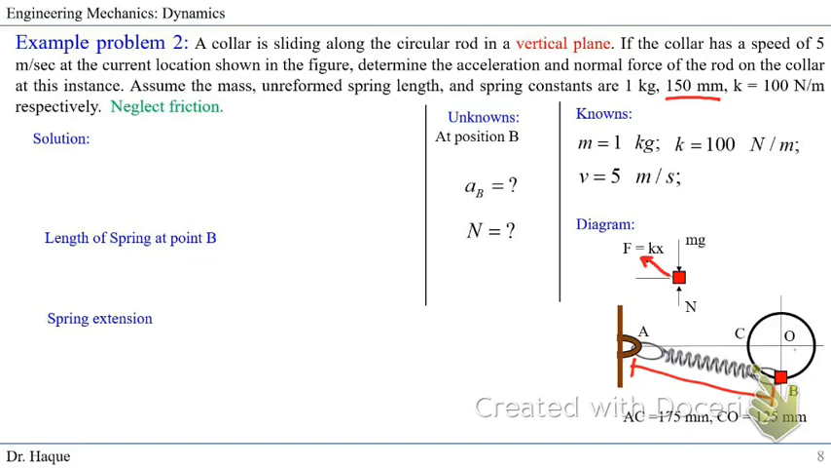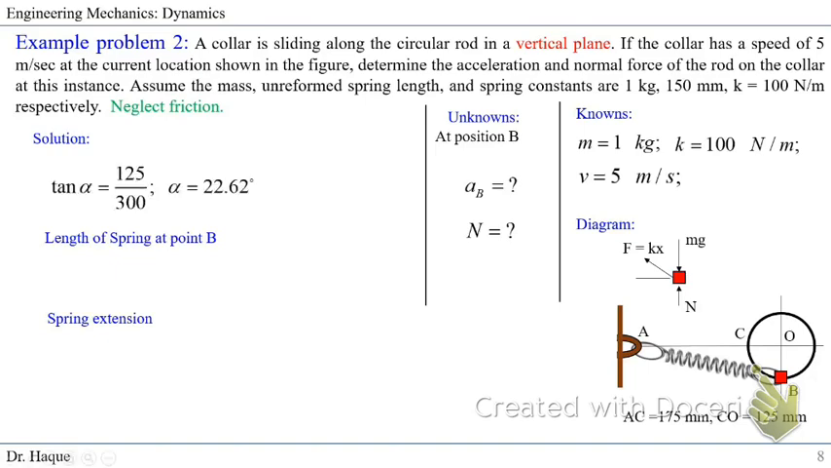And then there is always a weight of the collar that is downwards, so that is mass times gravitational acceleration, and there is a normal force acting from the circular rod on the collar, and this is the horizontal line. So this is our diagram. Now let's move to our solution.